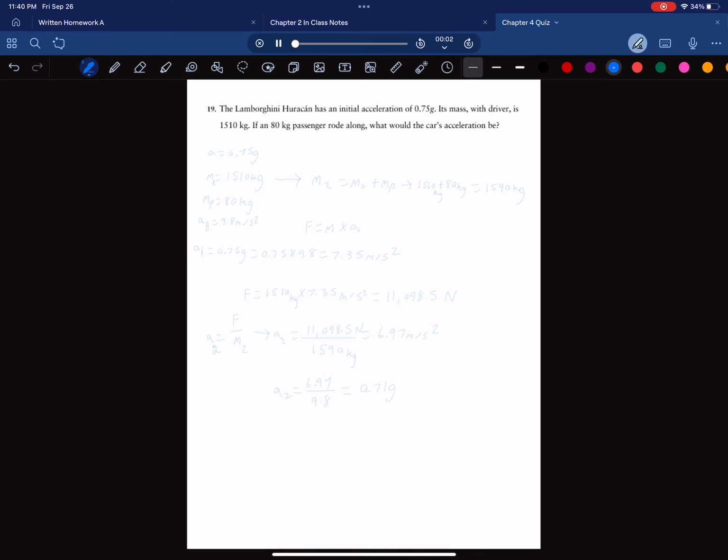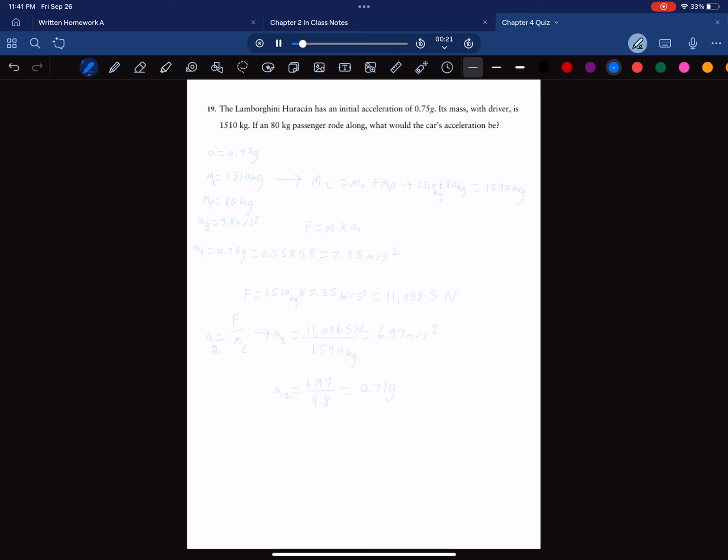Hello everyone, so today we'll be solving chapter 19 from chapter 4. So let's start with what we do know in the problem. It reads, the Lamborghini Huracan has an initial acceleration of 0.5 g's. Its mass with the driver is 1,510 kilograms. If an 80 kilogram passenger rode along, what would the car's acceleration be?